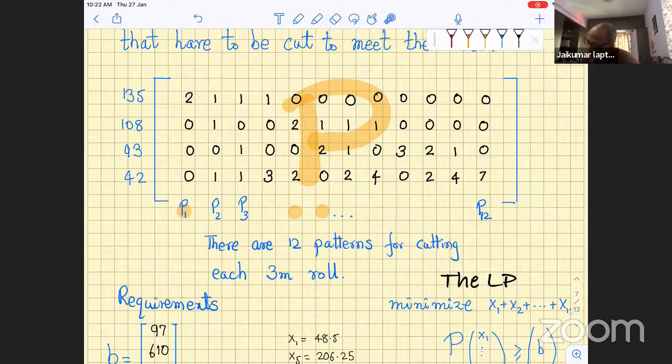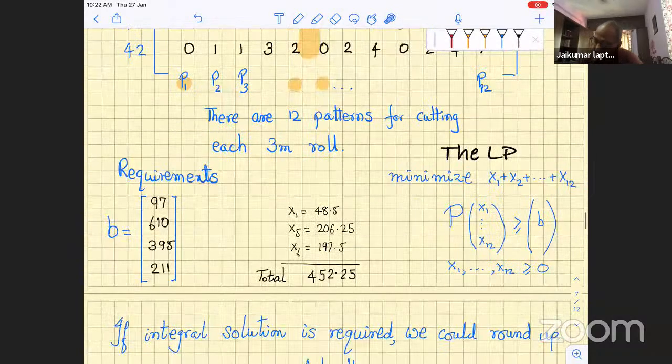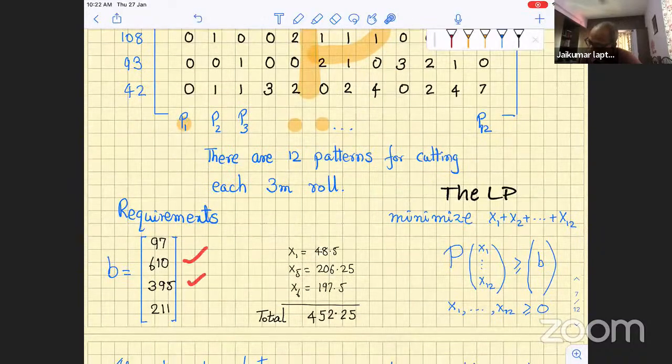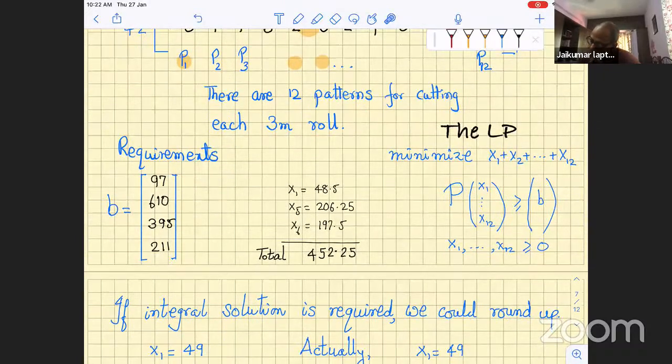We decide how many rows to cut in each pattern, so that the requirements are met. We needed 97 rows of a certain size, 135, and 610 rows of something else, etc. So we write those quantities here and say that all these should be greater than or equal to the requirements. When you solve this LP, you get that you should set x1 to be 485.5, x5 to be this, and this.